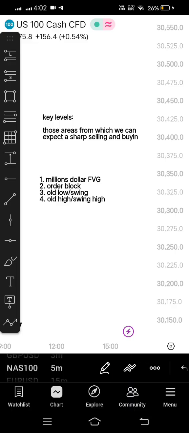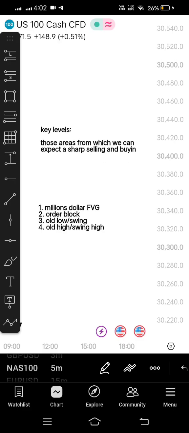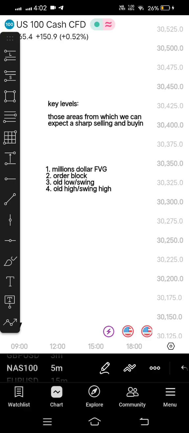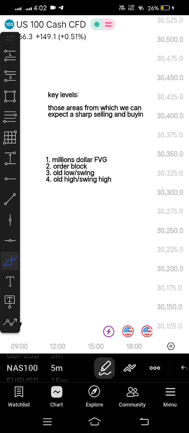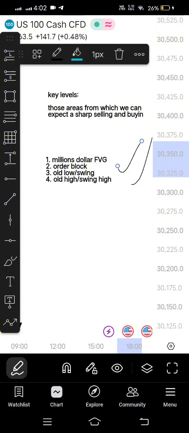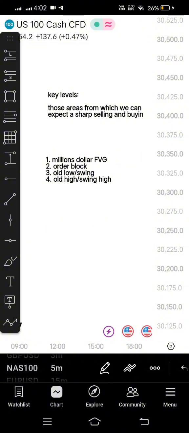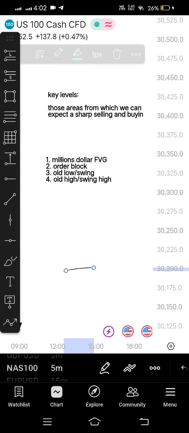Why? Because with these two key levels, our accuracy is higher. But for a beginner, there is very little chance of getting higher accuracy with the third and fourth key levels. Why? Because they can't mark a valid swing low or valid swing high, and they will mark all the highs and lows and think that it will bounce back from here. But this is not the way you can take these key levels.